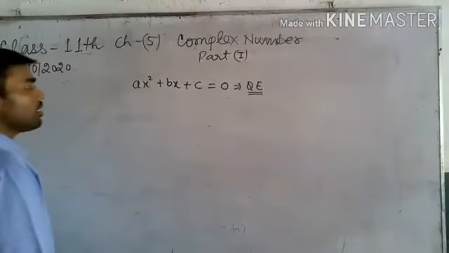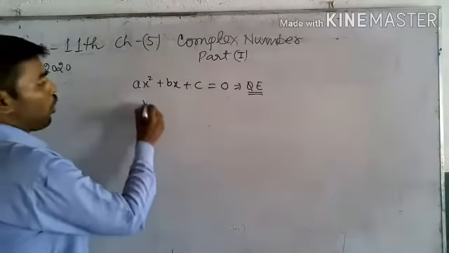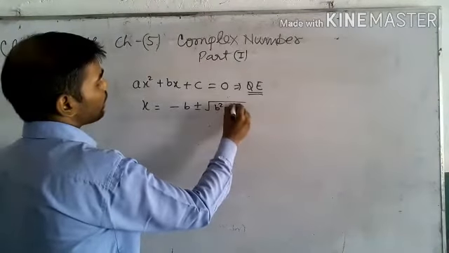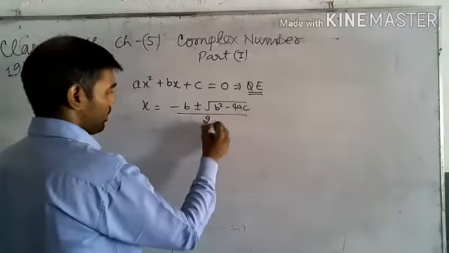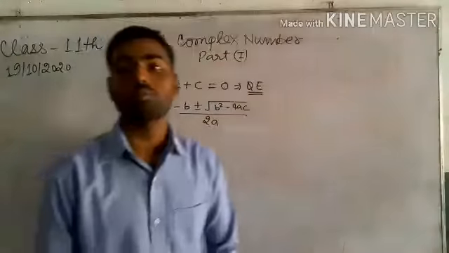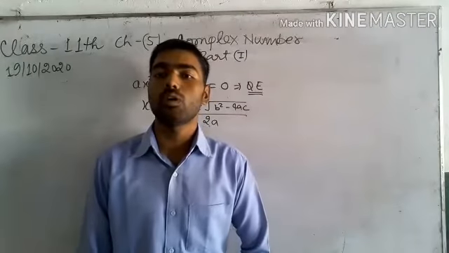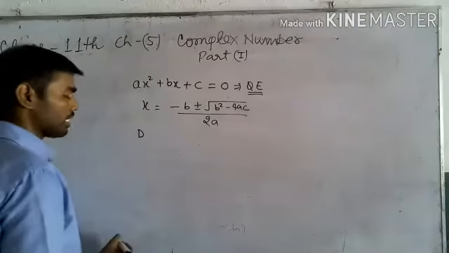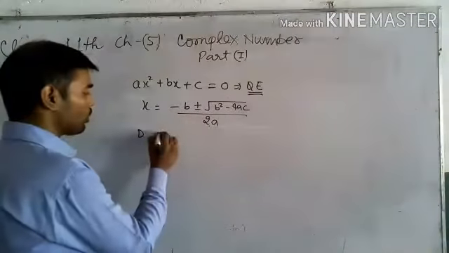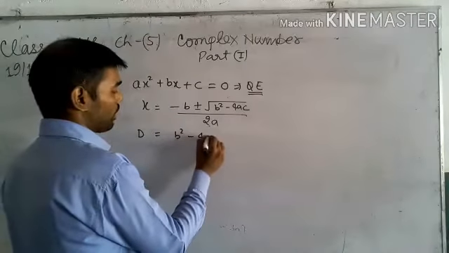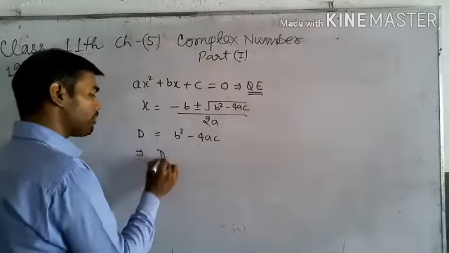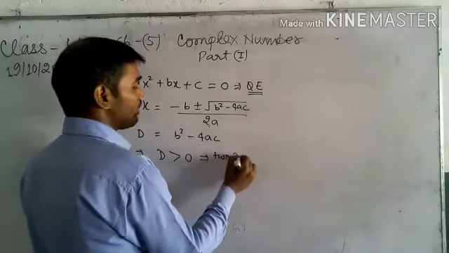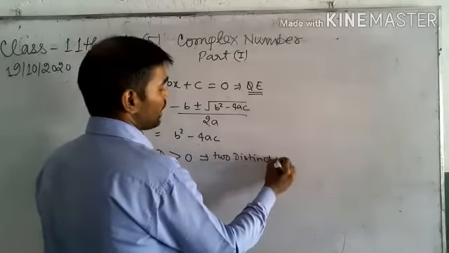Now, the value of x is equal to minus b plus minus root of b square minus 4ac upon 2a. We find the nature of roots by a formula d is equal to b square minus 4ac. d is called the discriminant. When the value of d is greater than 0, it means two distinct real roots.